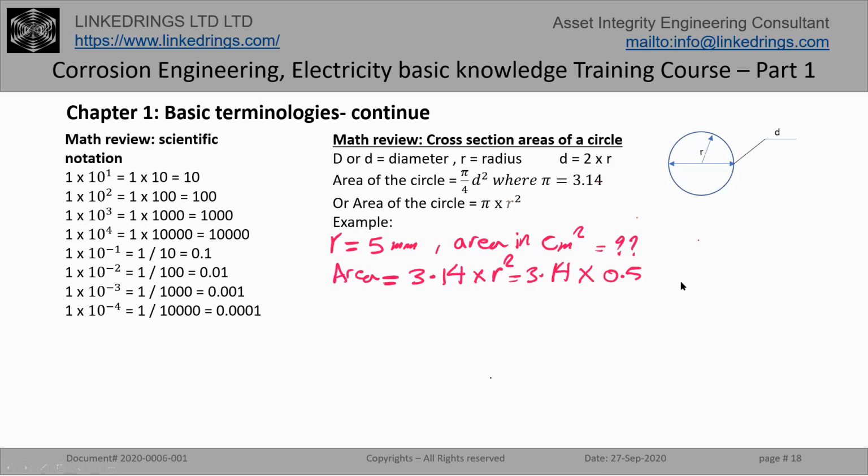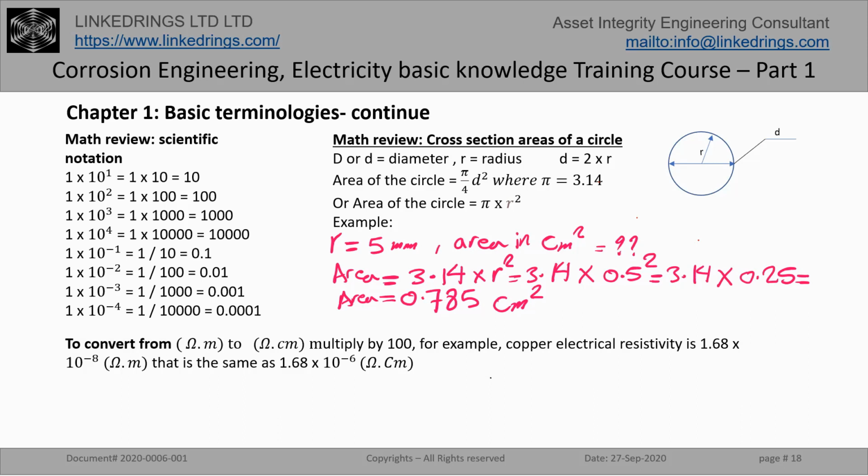Example, if r equals 5 millimeters, the area in square centimeters will be equal to 3.14 times r squared. So 3.14 times, 5 millimeters we convert into centimeters. So 5 millimeters equals 0.5 centimeters, so 0.5 squared. So it equals 3.14 times 0.25, which equals 0.785 square centimeters.